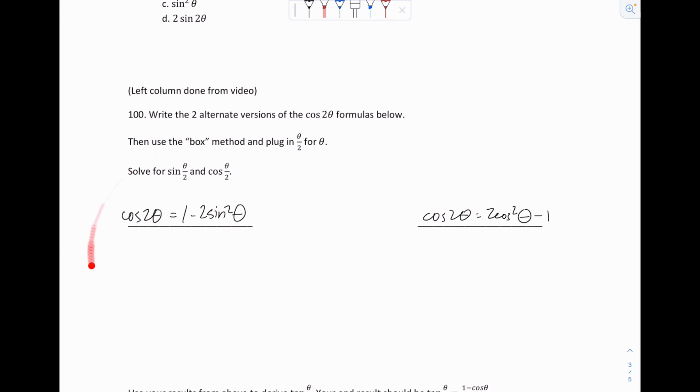So I'm going to do the left side for you so you kind of understand what I want you to do. In this one, we're going to solve for this thing right here. So on the other one, you're going to have to solve for that. So we're going to subtract 1. So cosine of 2 theta minus 1 is equal to negative 2 sine squared theta. Let's move the negatives around, make it easier to look at. 2 sine squared theta is equal to 1 minus cosine of 2 theta.